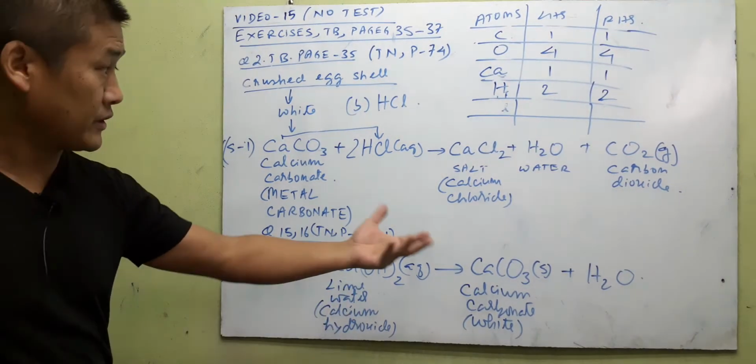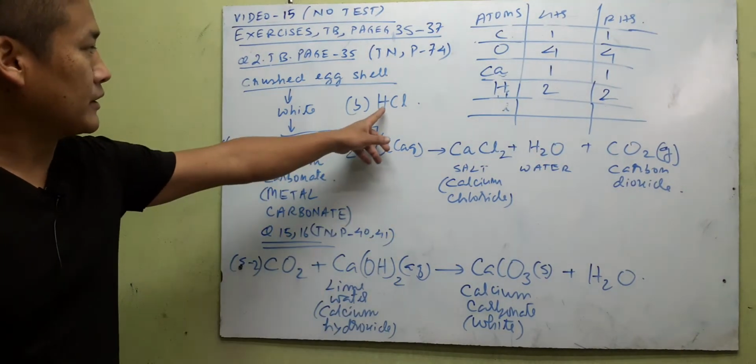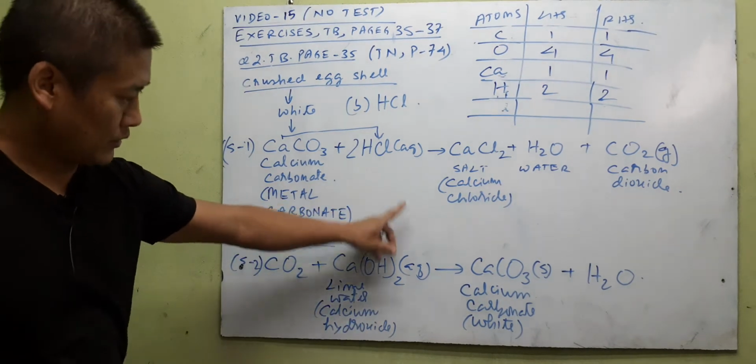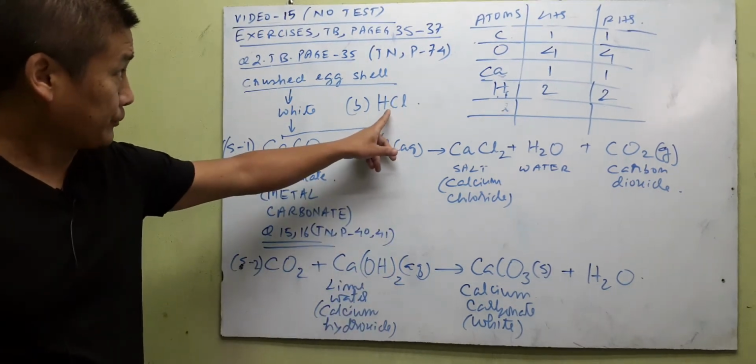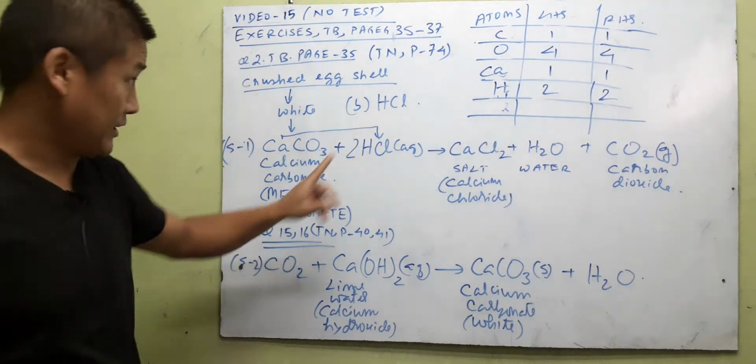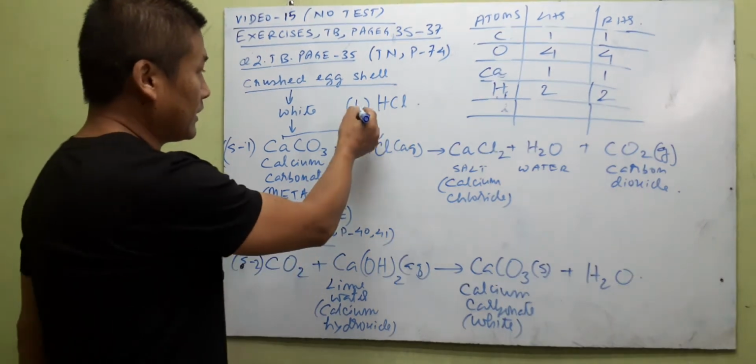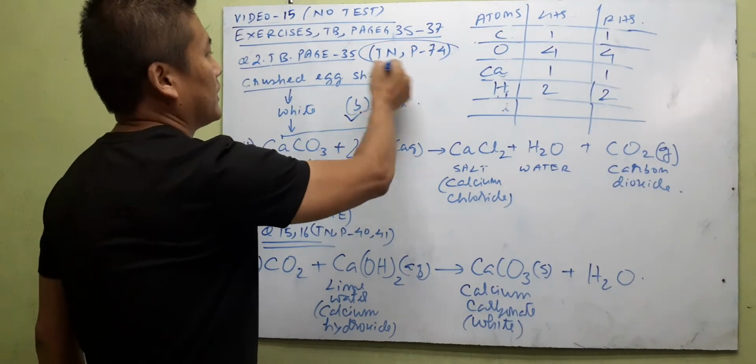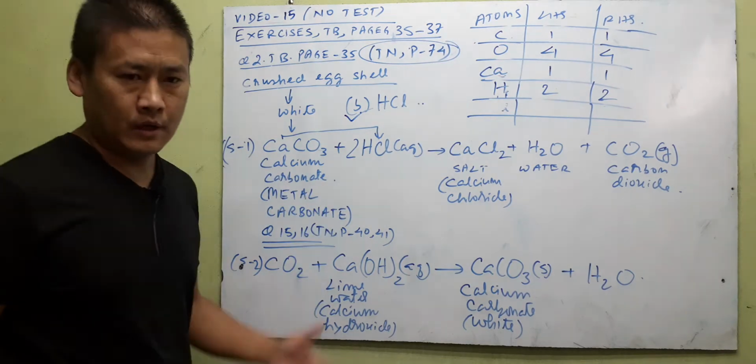That's why the lime water is turning milky. So the right answer is this. These two steps can happen only when the eggshell is mixed with HCl. So HCl is the right choice. And here this right choice, I told you to tick this one here. You'll find it already answered.